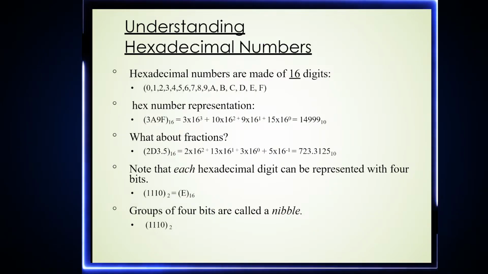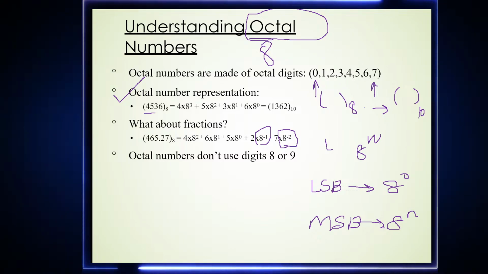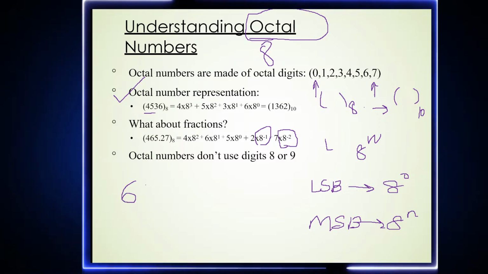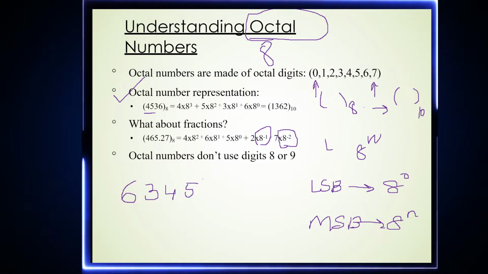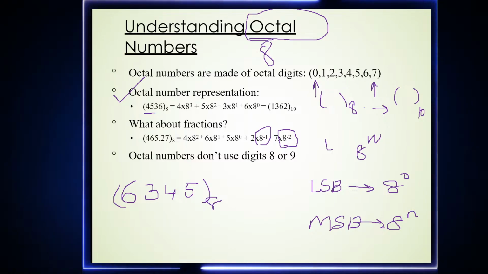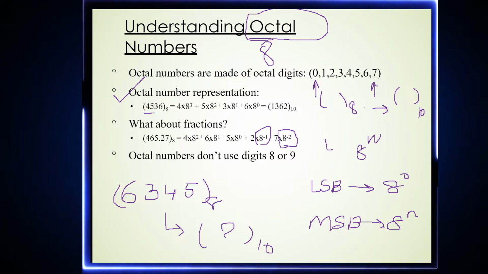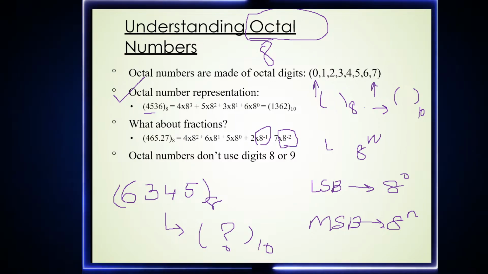Okay, there's no example given. You can pause the video and try solving. I'll give you an example. You can take the number 6, 3, 4, 5. Right? Now this is an octal number and you need to convert this into the decimal equivalent. What would be the decimal equivalent? Pause the video, try solving it and give me the answer in the comment box.